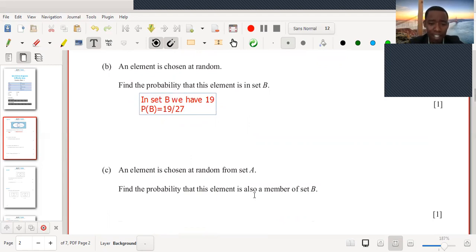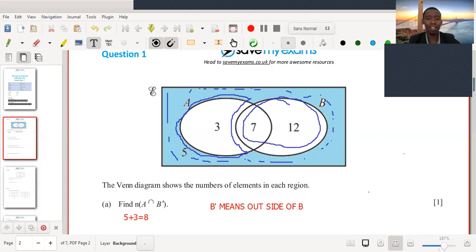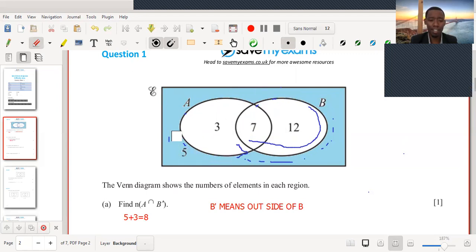And then an element is chosen at random from set A. Find the probability that this element is also a member of set B. An element is chosen from set A. That means we are going to go in set A. Set A is this one, the whole of it. Let me first label this. So we are going to go in set A and see the common points between set A and set B.